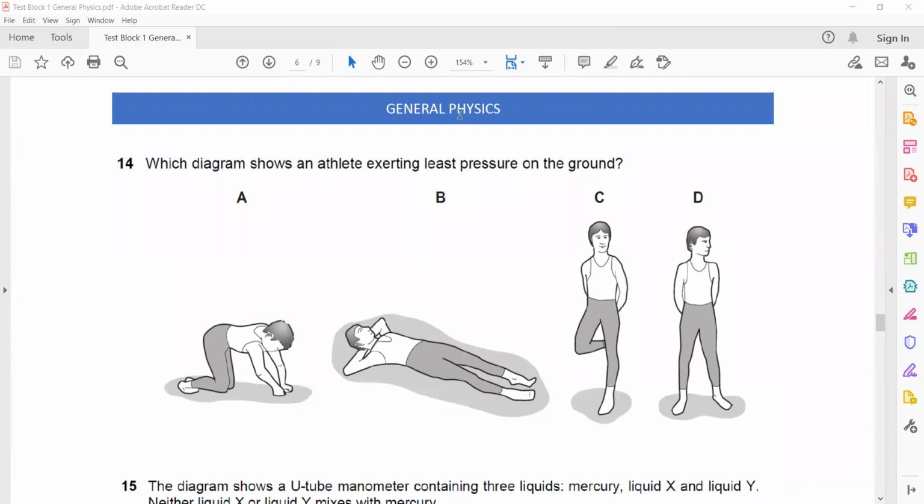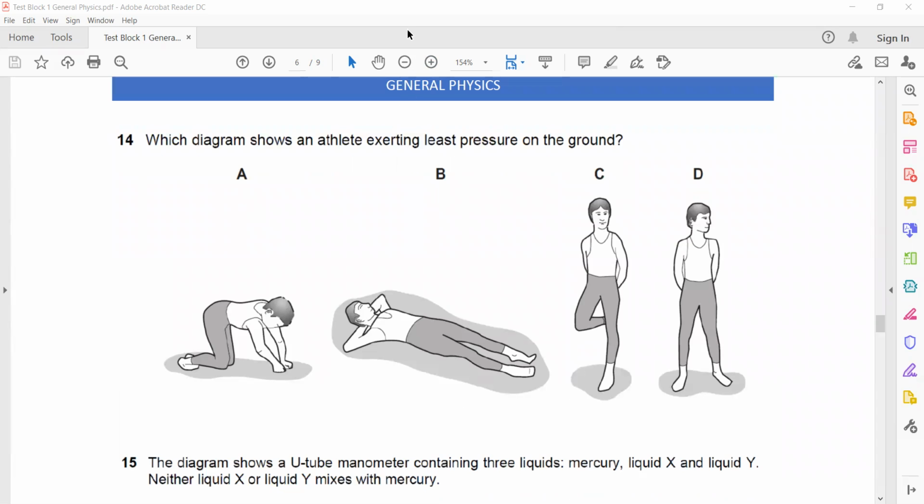The diagram shows an athlete exerting, which diagram shows an athlete exerting least pressure on the ground? So pressure is force by area. Because the athlete's weight is the same for all the cases, force is constant. What is the relation between area and pressure? Inverse. So we want the least pressure. So if we want least pressure, we should check which one has a greater contact area. So you can see B has greater contact area as compared to any other.